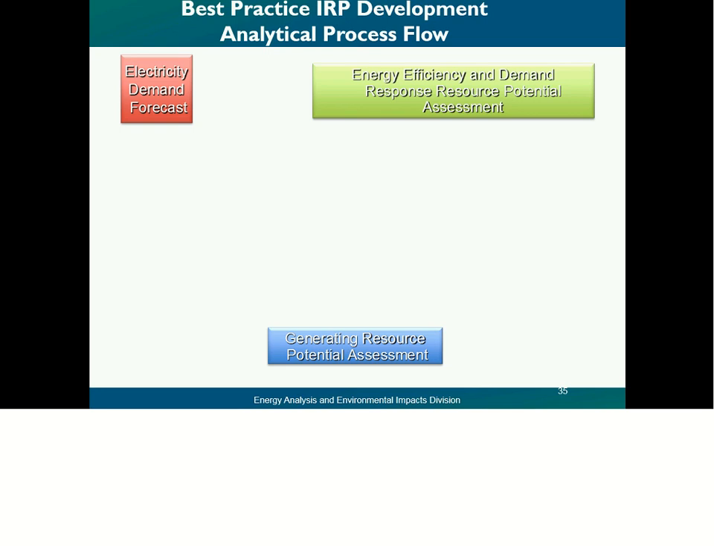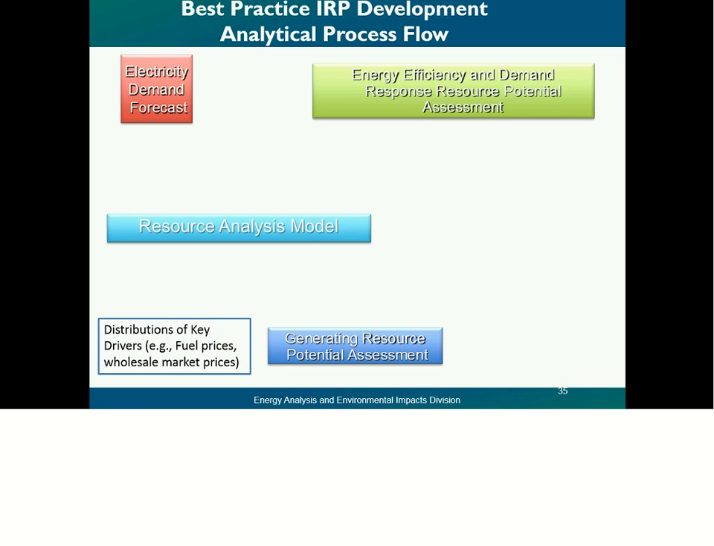You've got distribution of key drivers. What does my load forecast range look like? What does my fuel price forecast range look like? What does my coal price forecast range look like? What does my market price forecast range look like? Put that into your resource analysis model.